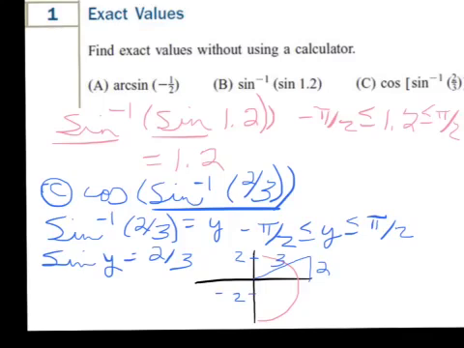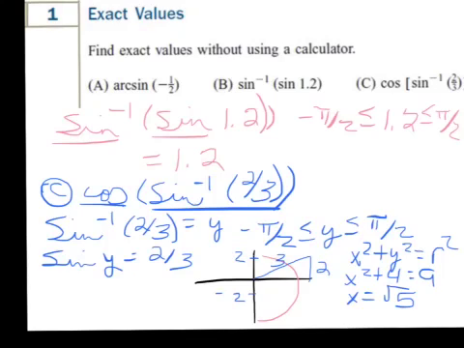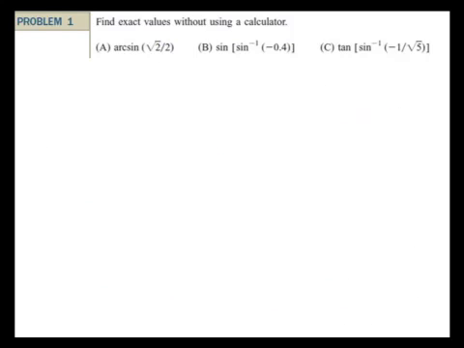So in order to find the cosine, cosine is going to be our x. We've got to figure out our x. So again, x squared plus y squared equals r squared. And our x we don't know. X squared plus 4 equals 9. So our x is going to be the square root of 5. Therefore, our answer, the cosine of y, is going to be x over r, square root of 5 over 3. Okay, now it's your turn, and I'm going to go ahead and pause it, and I'll put the answers on for you.